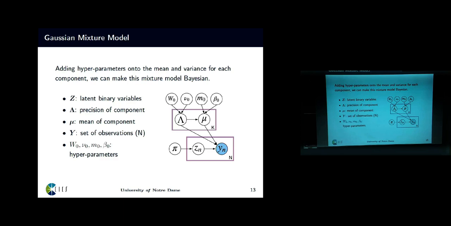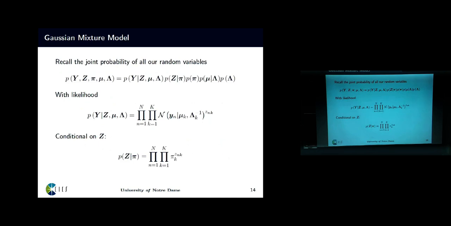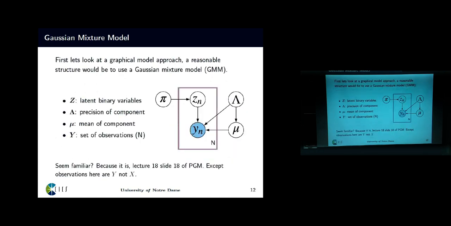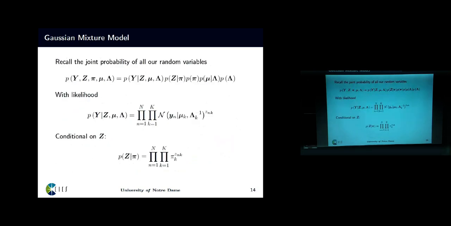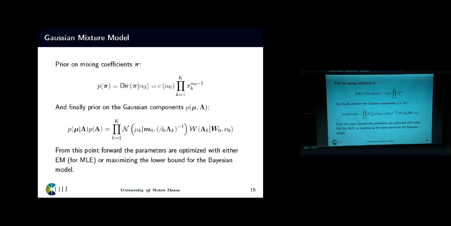We can increase complexity a little bit and make it a more Bayesian formulation by introducing priors onto our precision and also our mean, which is seen up here. So these are the hyperparameters that we're introducing. This is just some reminders. Again, if you want to know more, see lecture 18. Our joint distribution is the multiplication of the likelihood and our priors. The likelihood takes the form of, of course, our Gaussian. Z is binary, and then there are the mixing coefficients. We're going to go fast through this so I have plenty of time afterwards.